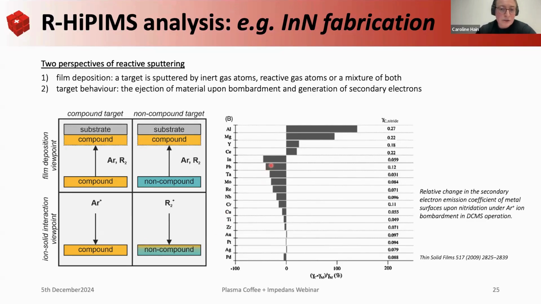So I was working on indium nitride. What is shown here is the change in the secondary electron emission yield upon nitriding. In the case of indium, it drops quite significantly, by about 40%. If we look at the numbers, approximately 17 ions are lost to generate one electron, whereas for indium it's more than doubled, and I think only 3 ions are lost for the generation of one electron. So from there, we already see that we can have some problems with our discharge.